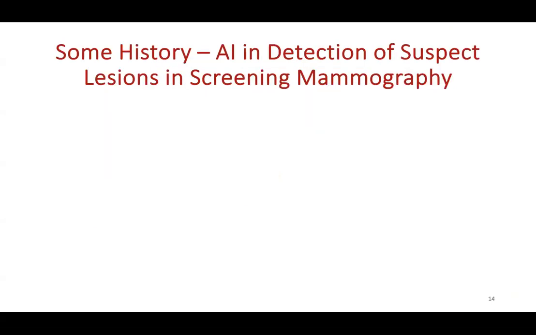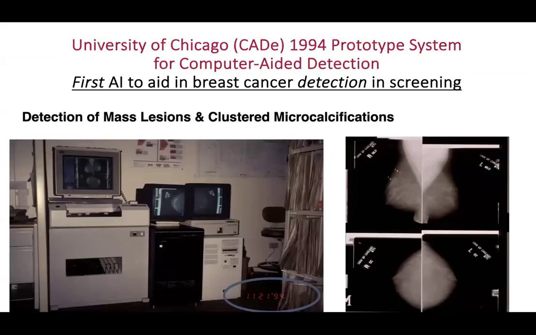So let's look at some history of AI in the detection of suspect lesions in screening mammograms. This is from 1994. This was a prototype that was put here at the University of Chicago. This was the first AI system to aid in breast cancer detection. It looked for mass lesions and clustered microcalcifications.